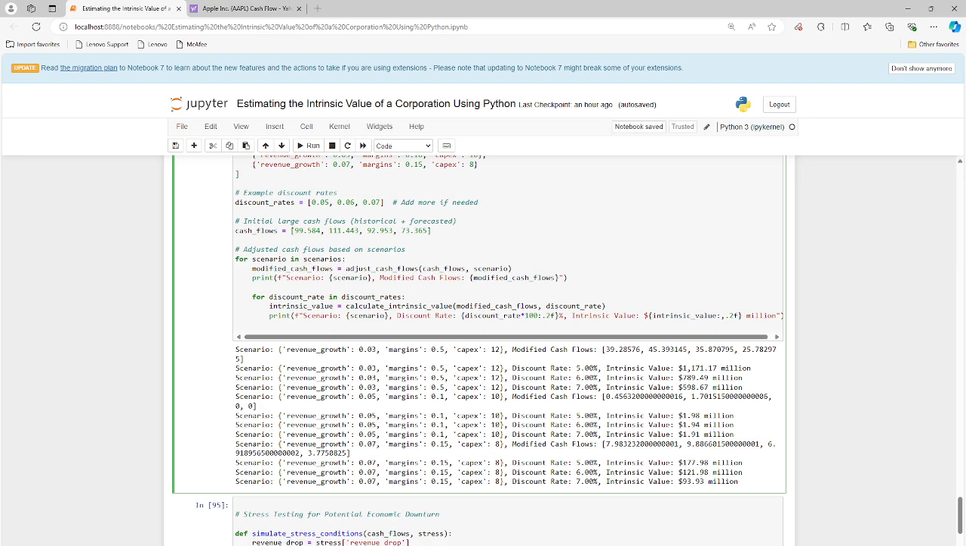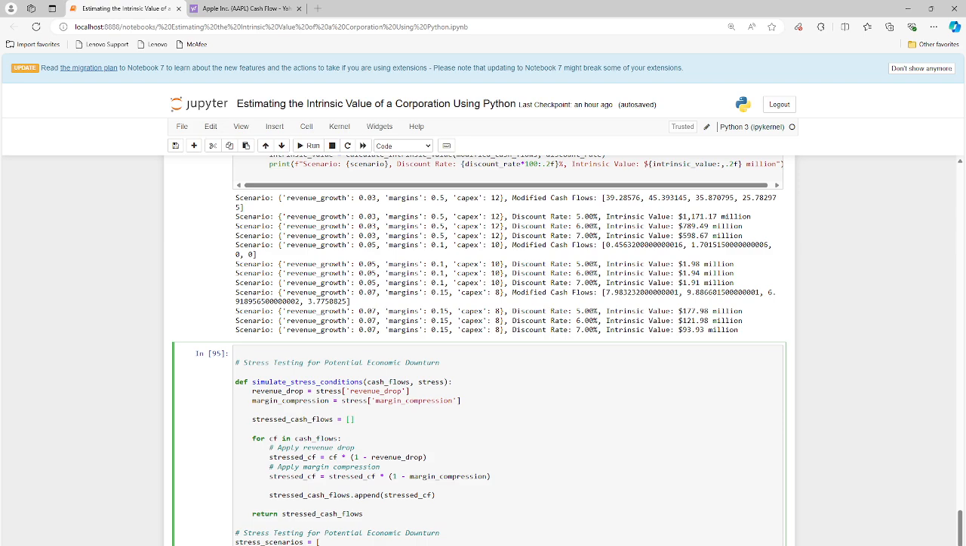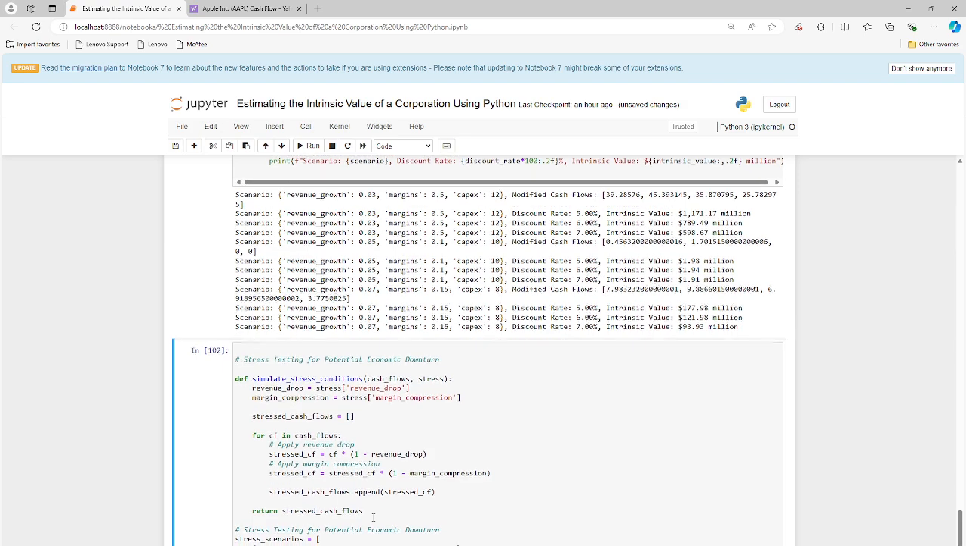Stress testing for potential economic downturns. Okay, so again, it's going to be looking at a few different scenarios simultaneously, and we can compare these side by side and see what the results are. So now we're looking at a drop in revenue of 10%, 20%, and 30%, and then margin compression, 5, 10, and 15. So the margins are going down. These are the profit margins, and the revenue is dropping. It's falling off a cliff here.